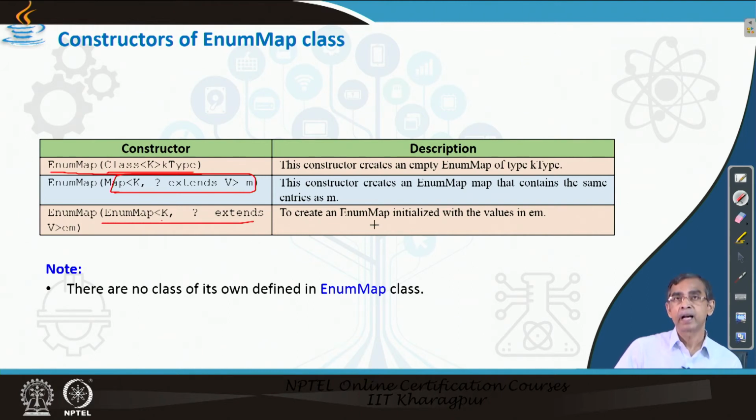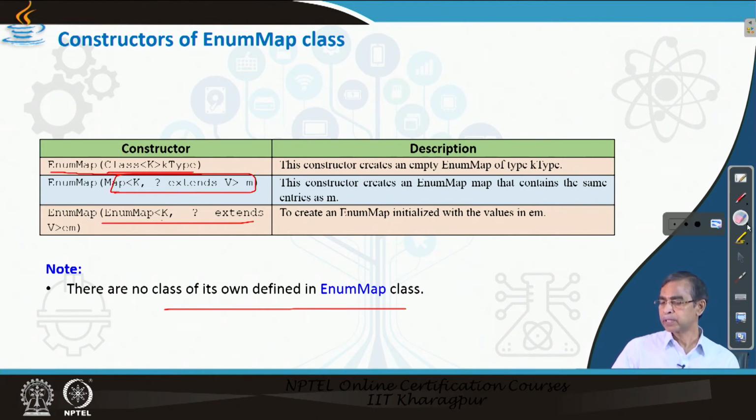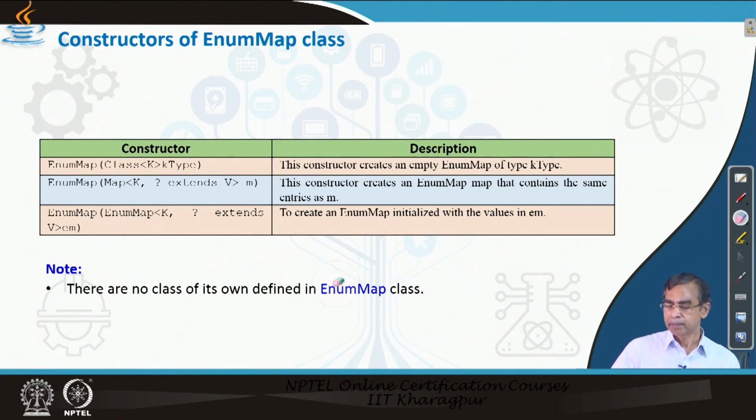So these are the three different constructors that can be used to create a table of enumerated type, and it does not have any methods of its own. All methods which are in AbstractMap are also available there. In return, all methods which are defined in the Map interface are implemented in this EnumMap class. Now let us have some examples so that we can understand this concept better.